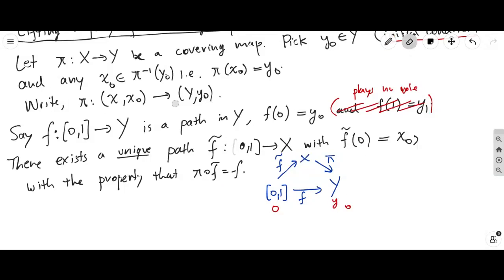There could be an infinite number of points in the fiber, and you just pick one of them, right? You're making a choice. That's an initial condition. This is your x0. So you're saying that if I give you a path that begins at a certain point, it lifts into x. It might have infinitely many choices, but you pick one of them. And once you pick one of them, then the rest of the path is determined.